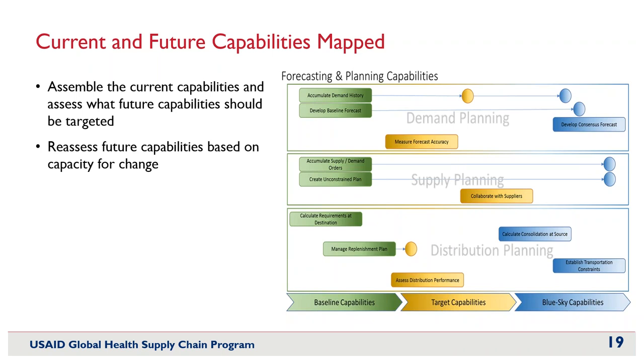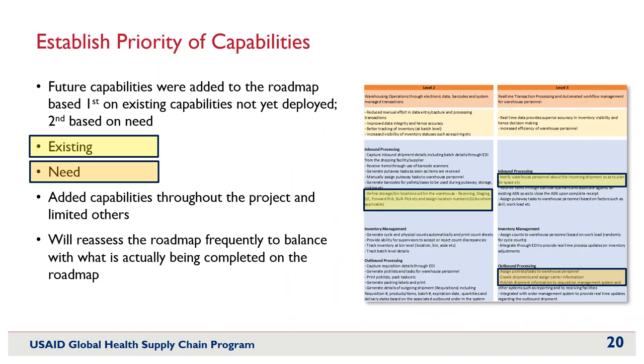So we're out to the left with our current capabilities. We're in the center with where we think we need to go next. And we're off to the right with what we think should be achievable blue sky capabilities in our current system, or might require some investment to get there. And of course, you have to reassess your future capabilities based on capacity. So we added future capabilities to the roadmap on the existing capabilities not yet deployed.